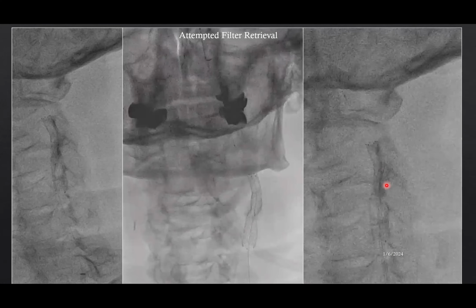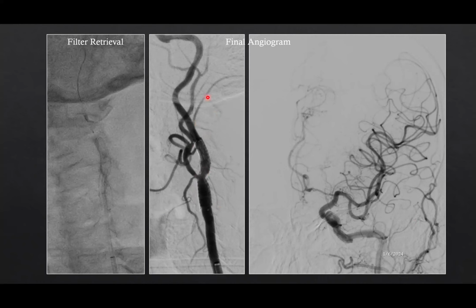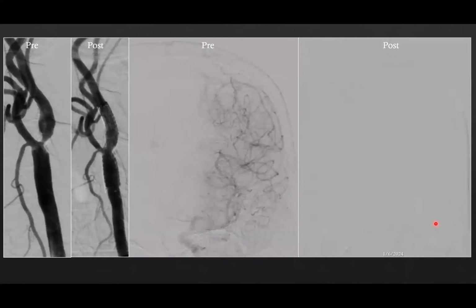This is an angiogram post retrieval of the filter. There is a good opening of the stenotic segment, and if you look at the intracranial flow, the ACA is now visualized. So there is a medial shift of the watershed. This is an angiogram pre and post stenting.